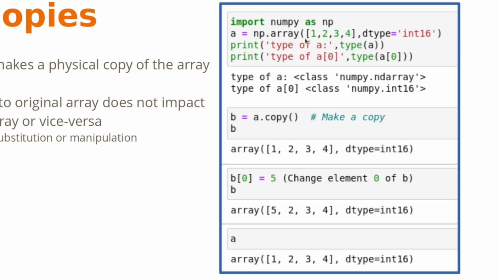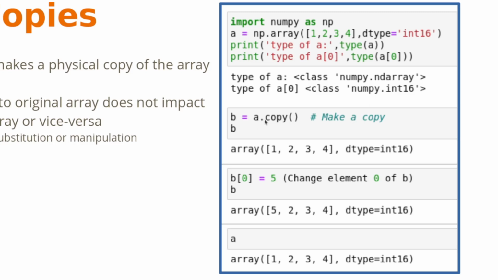NumPy is essentially 1, 2, 3, 4, and I'm importing each of them as int16, so I'm not taking up as much space. I'm just putting them as 16-bit integers. Now, if I print type of A and then type of A of 0, which is the individual element, I'm going to see that A is of the class numpy.ndarray. This is a new data structure that NumPy provides to us, the ndarray data structure. And then A of 0 is numpy.int16, again saying that this int16 is a data type coming from NumPy. Now I make a copy.